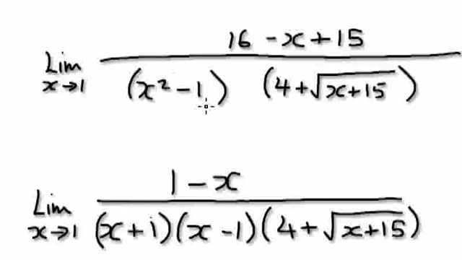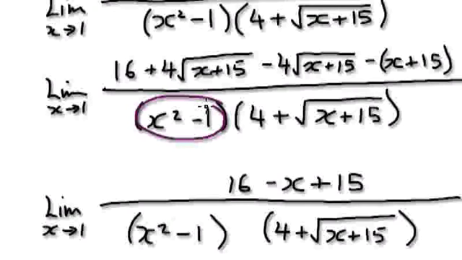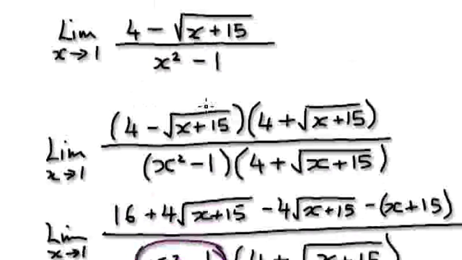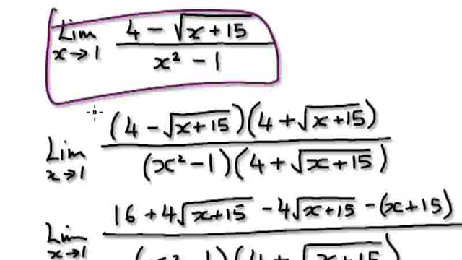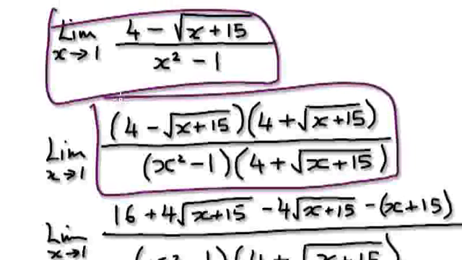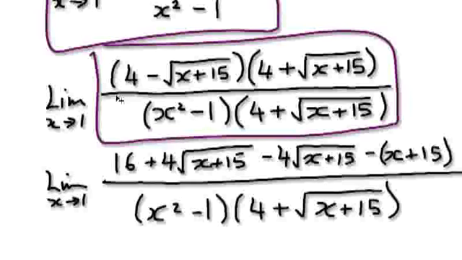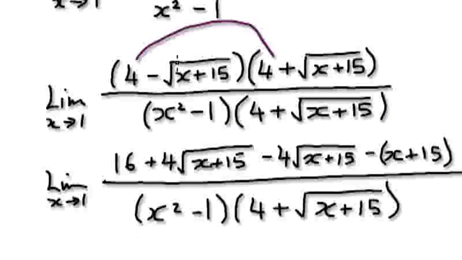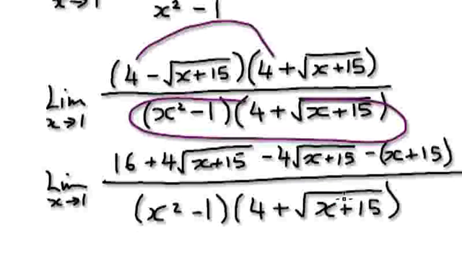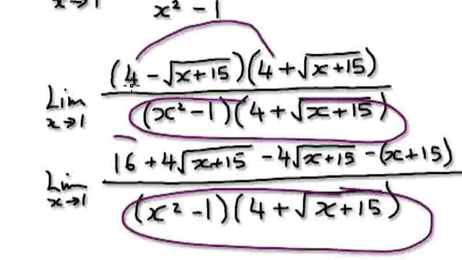Okay, so hang on. Let me start again. Sorry. So here, start with this, times top and bottom by the conjugate. It will give you this. Multiply out the numerator, but then leave the denominator the same.